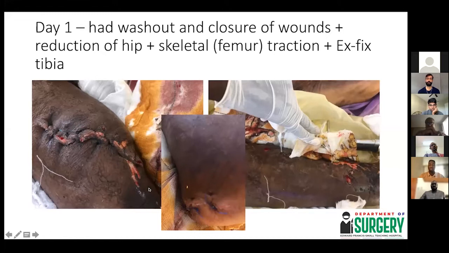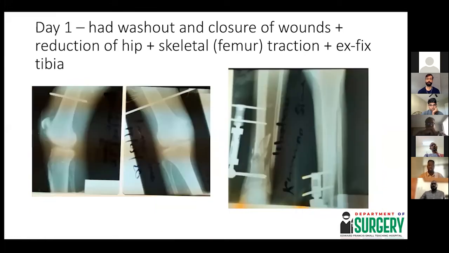And this is the knee wound, which was just closed. There was no excision of any bony fragments. The heel was doing fine. And you can see the abrasions on the tibia with the external fixator in place. So x-rays showing the femoral traction pin. And as you can see, this is what remains of his patella after debridement and the washout.